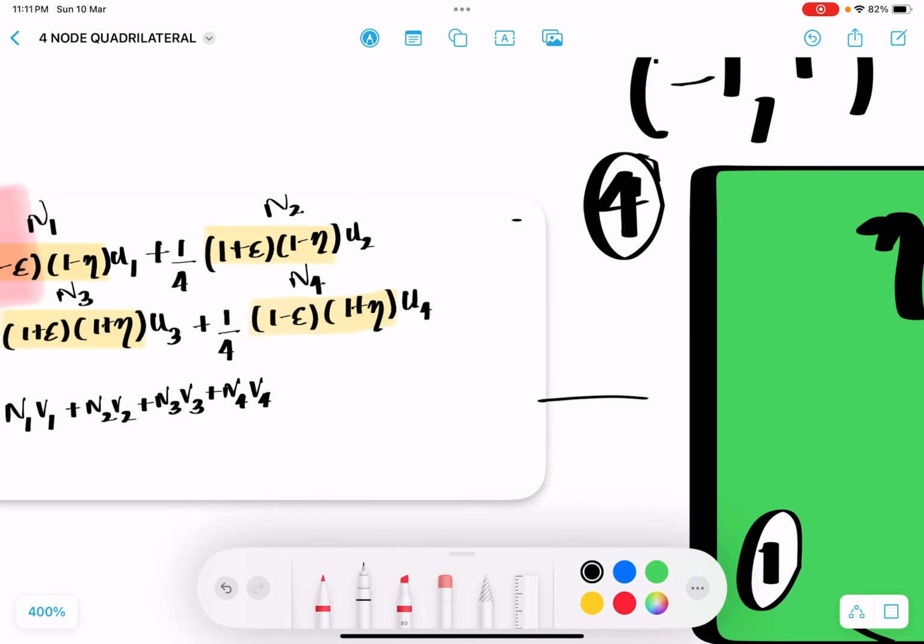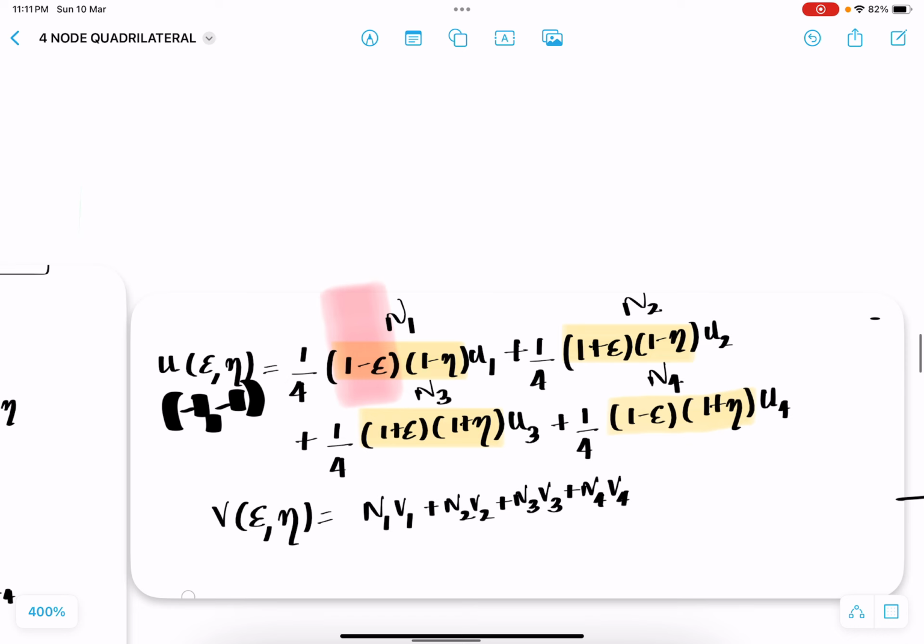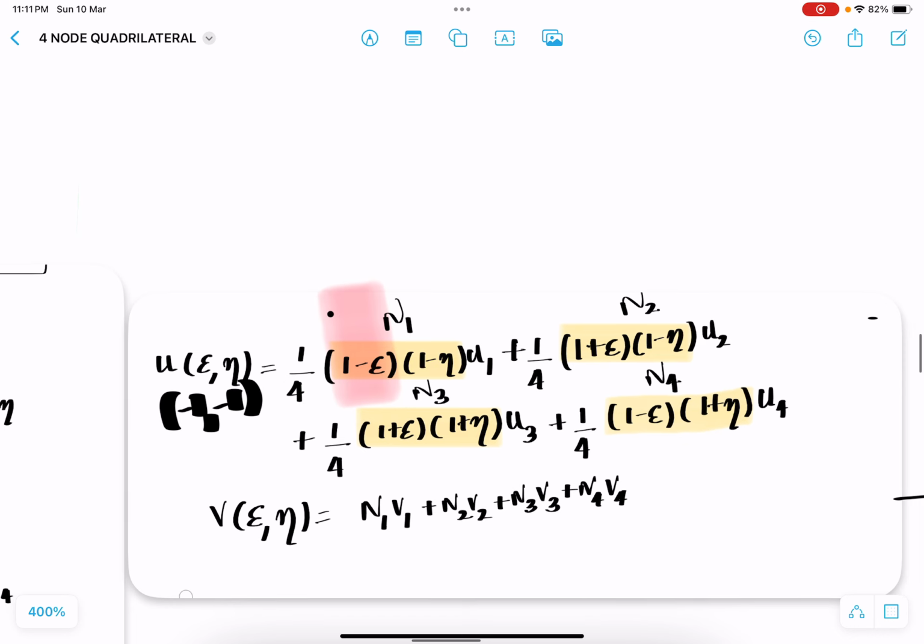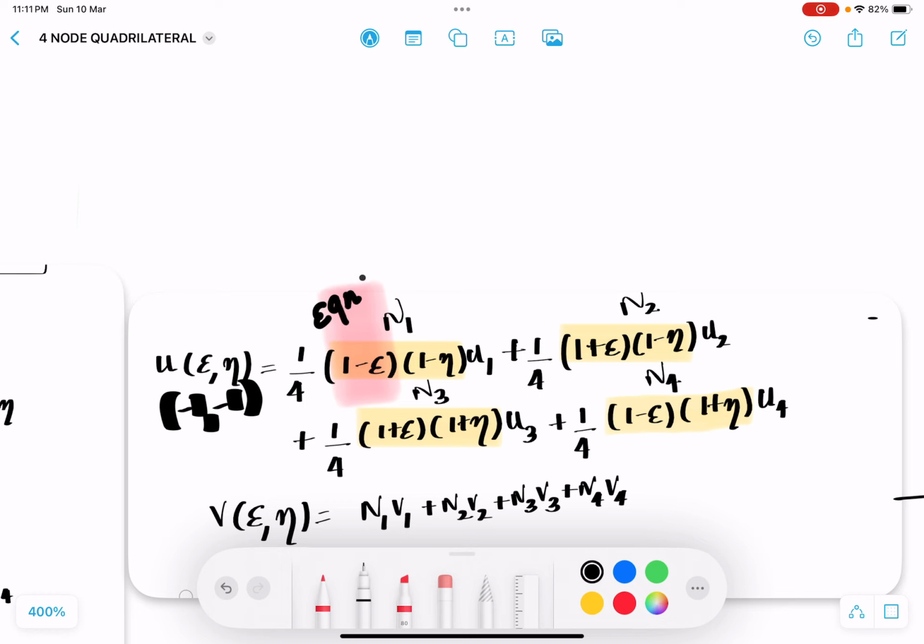So let me write that down. That is actually going to be the equation of the line 2-3. So this is the equation of line 2-3.